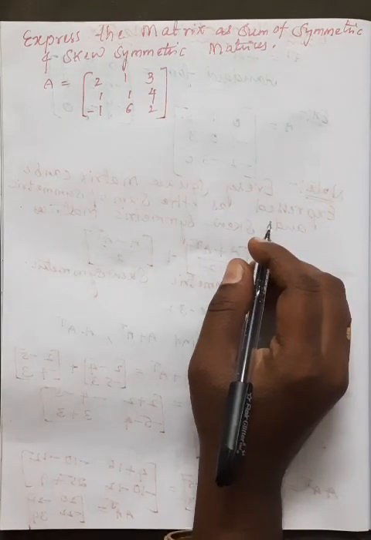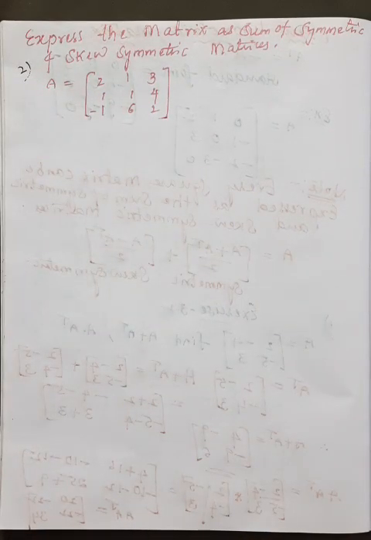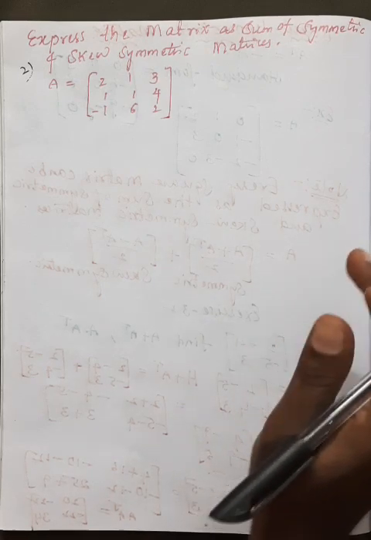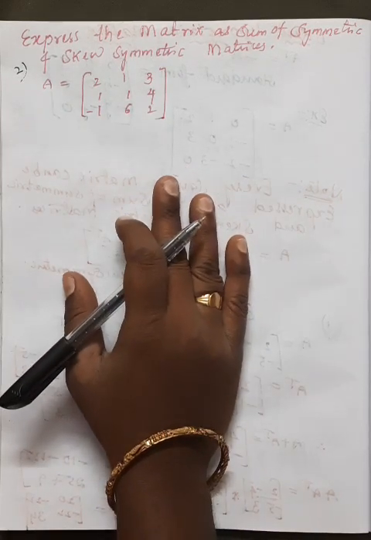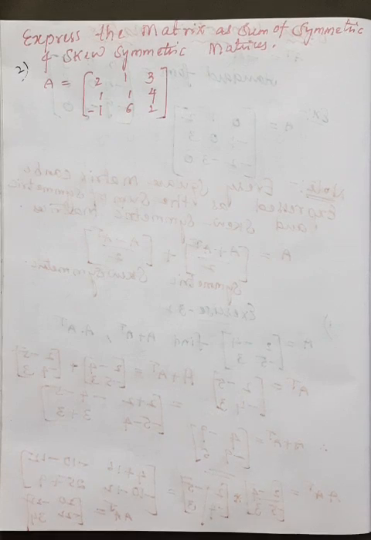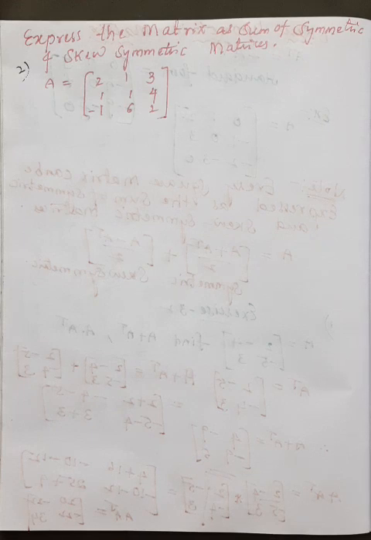Here comes under second question. So it is, express the given matrix A in the form of sum of symmetric and skew symmetric matrices. This is one of the important questions and it will come for 3 marks answer. So here they have given the question A equal to 2 1 3, 1 1 4, minus 1 6 2. Here this matrix is not a symmetric matrix and this matrix is also not a skew symmetric matrix. Now we are going to convert this matrix into symmetric and skew symmetric matrix.